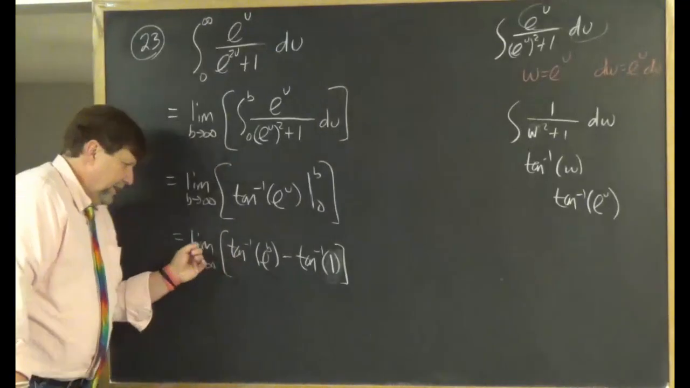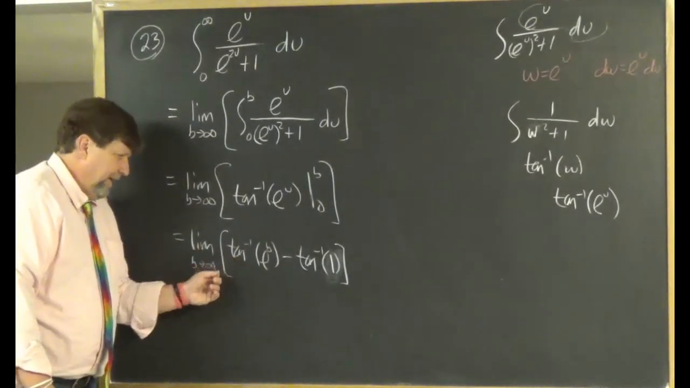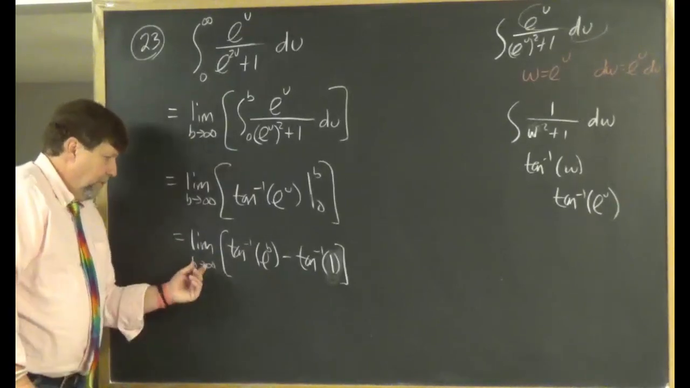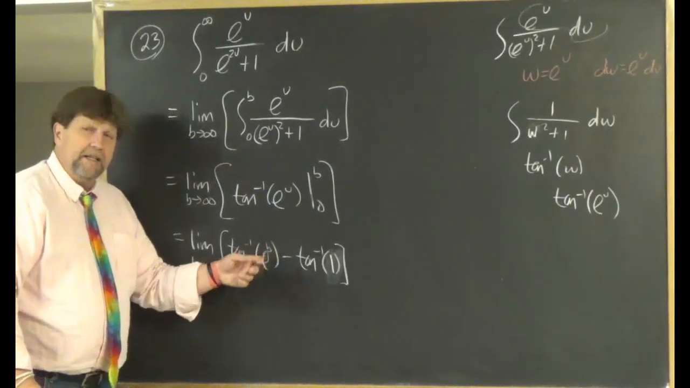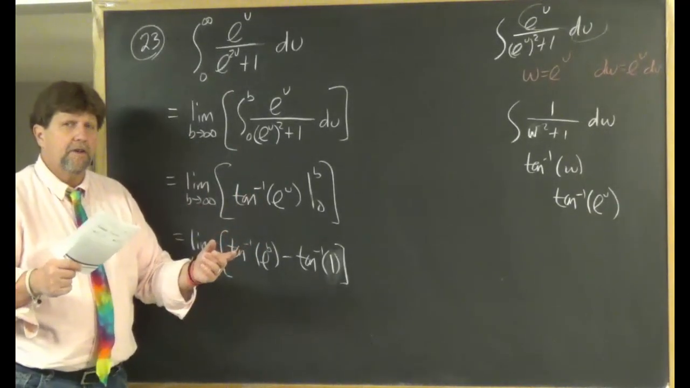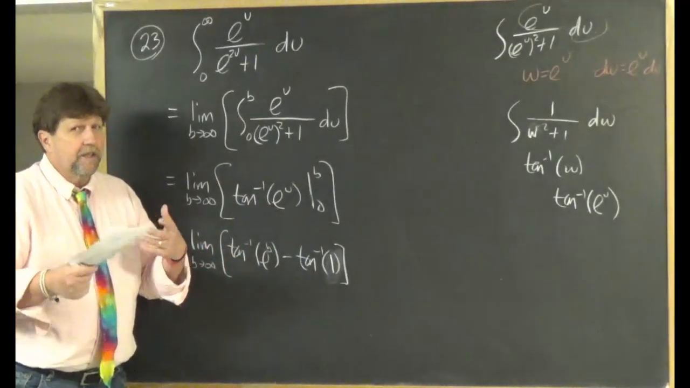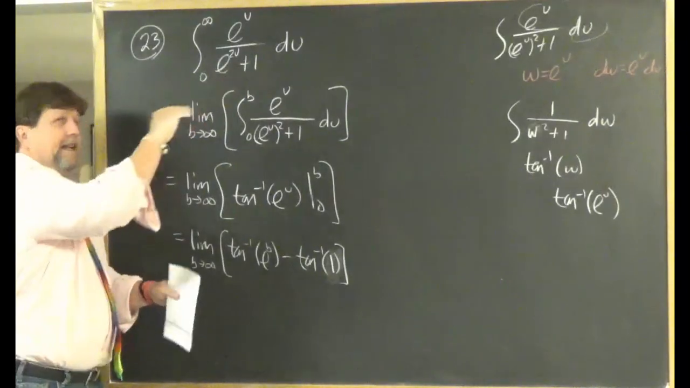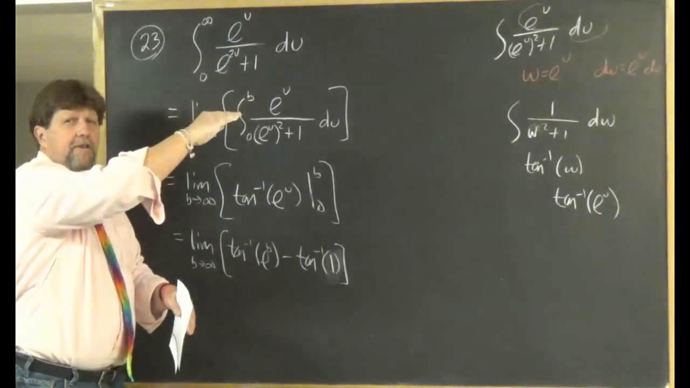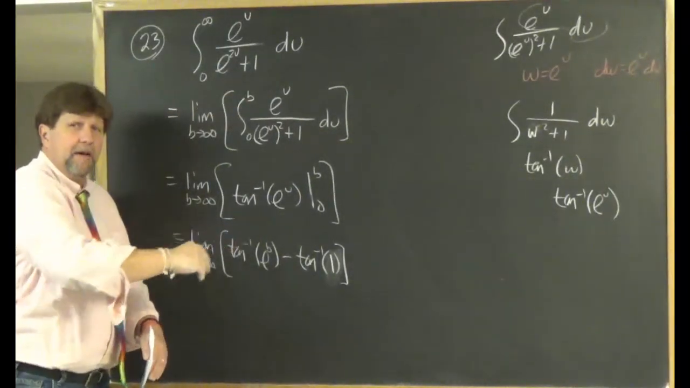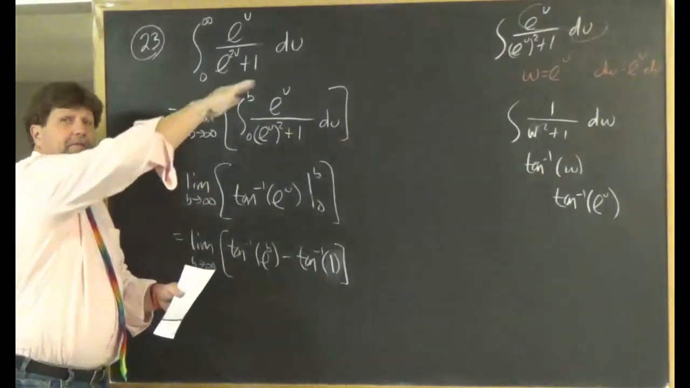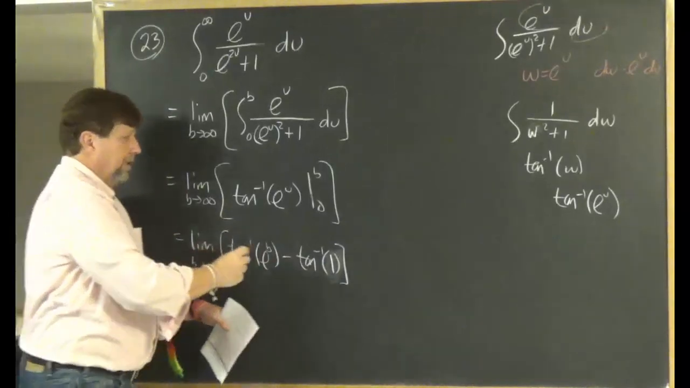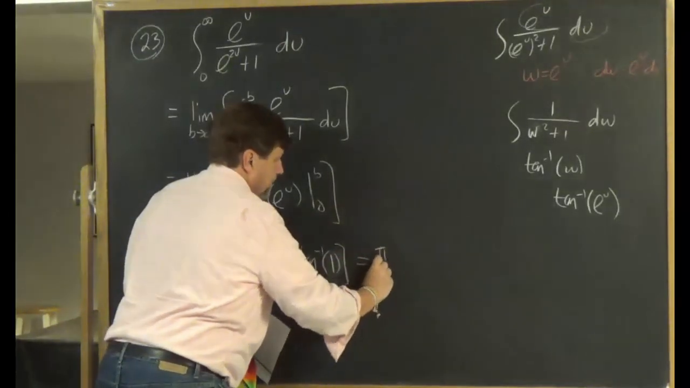All right, so what is the limit as b goes to infinity of inverse tangent e to the b? Well, we know as b goes to infinity, e to the b is getting incredibly large. Inverse tangent, that's a graph that we should know. We know inverse tangent does this. It has a horizontal asymptote at pi over 2 and one at negative pi over 2. But as you head to infinity, this limit is pi over 2.